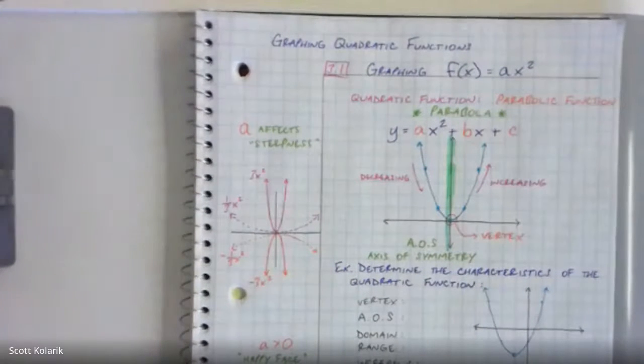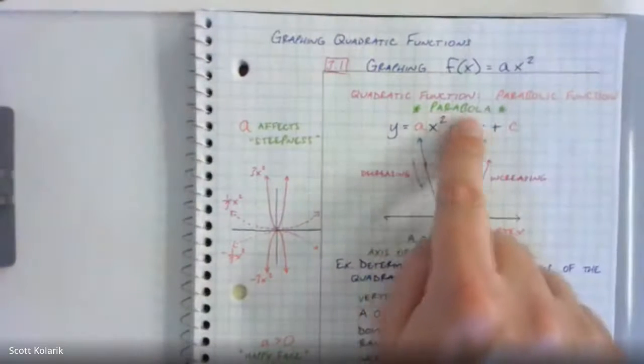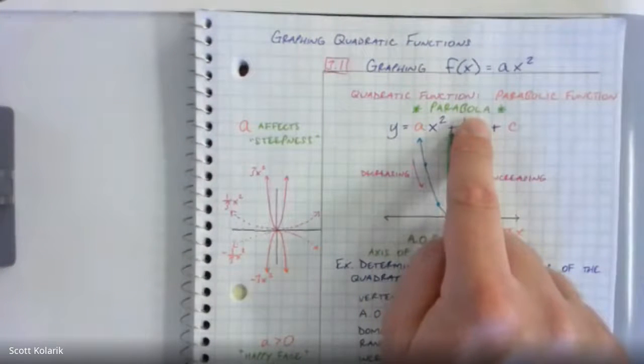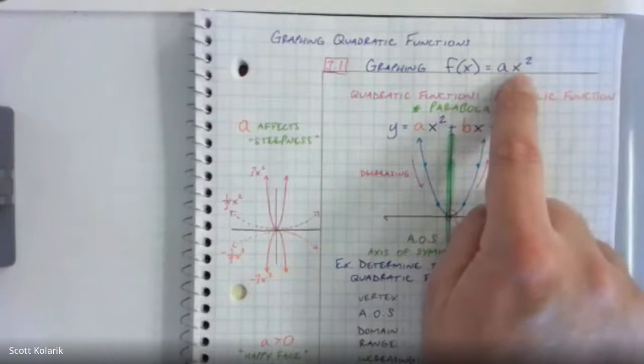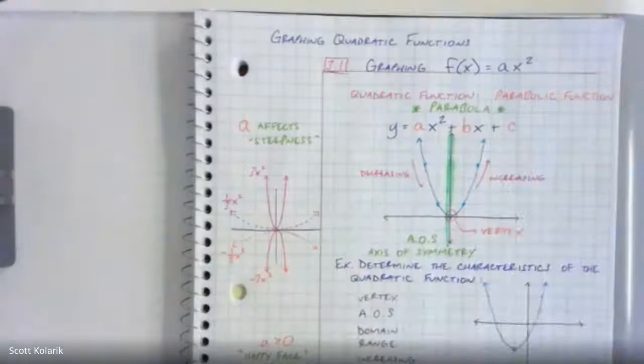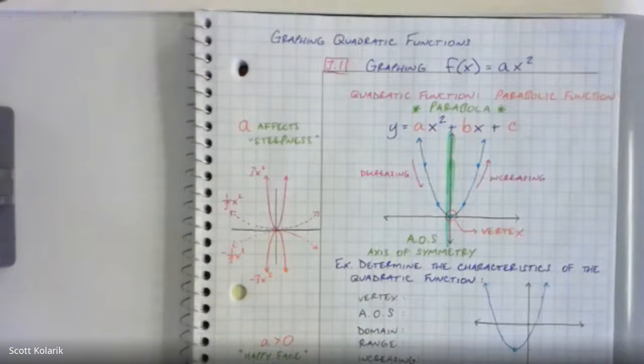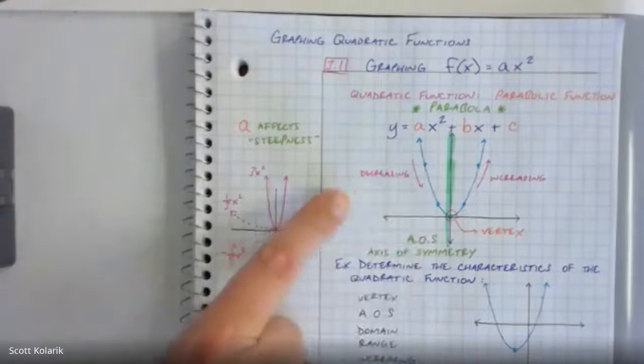So again, you're going to see this term parabola or parabolic. That also refers to a quadratic function, or more importantly, x squared in terms of formula, right? So let me just breeze through a couple of key terms here.